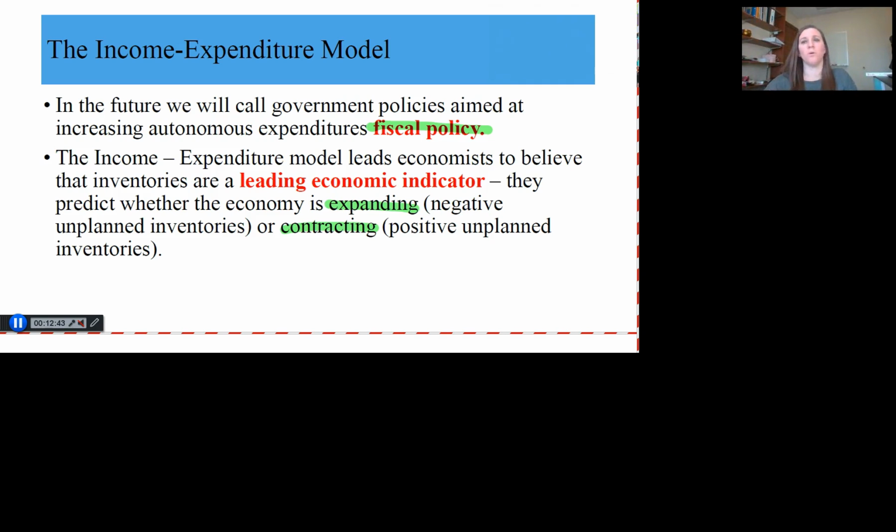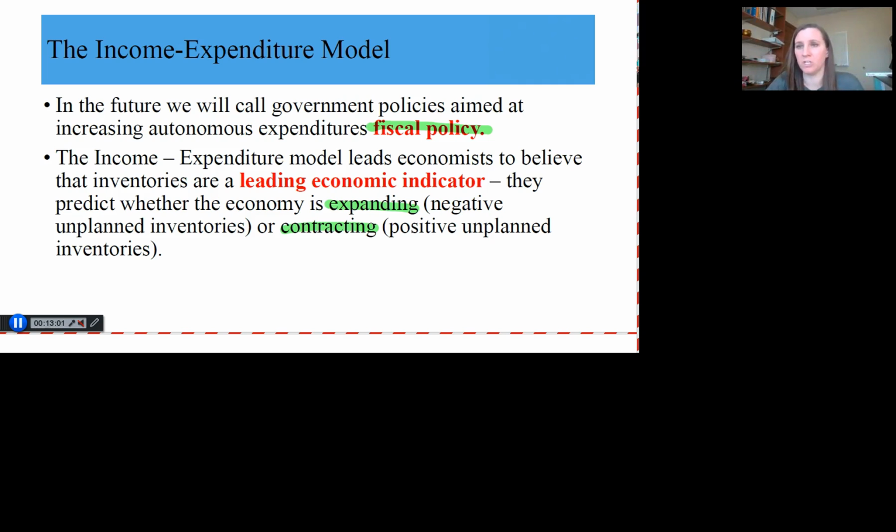So in the future, we're going to call these government policies. All I told you is that we're going to shift it. But in the future, we're going to talk about things such as fiscal policy, which are policies aimed at shifting these autonomous expenditures.